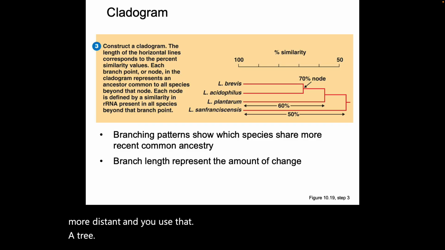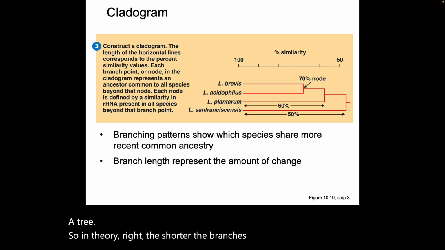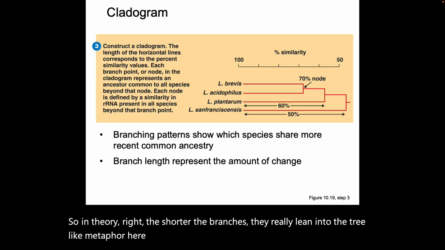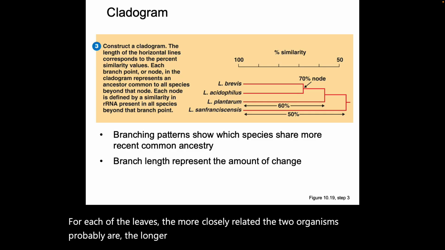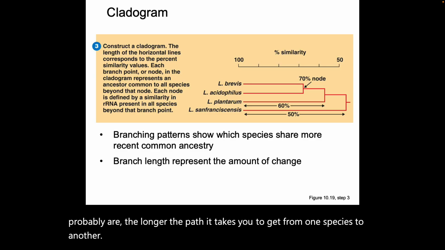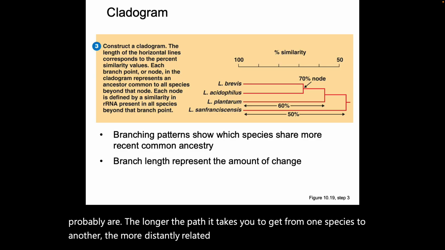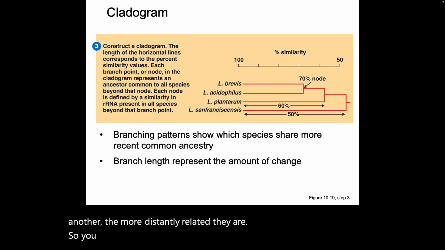So in theory, the shorter the branches, they really lean into the tree metaphor here. The shorter the branches for each of the leaves, the more closely related the two organisms probably are. The longer the path it takes you to get from one species to another, the more distantly related they are. So you can always create the evolutionary relationships once you have genetic information.